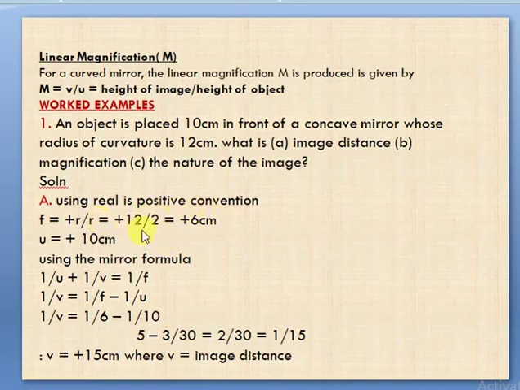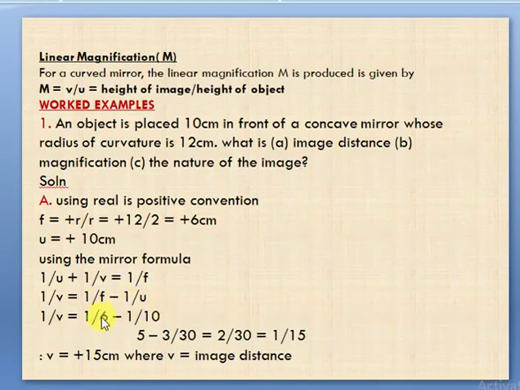So here I have 12 over 2. So my focal length F here is what? 6 cm. Then we are given the object distance to be what? 10 cm. That is U. Now remember, we are looking for the image distance V. We use our mirror equation: 1/U + 1/V = 1/F. We are going to make 1/V the subject. 1/U will cross this side and become negative. So I have 1/F minus 1/U.